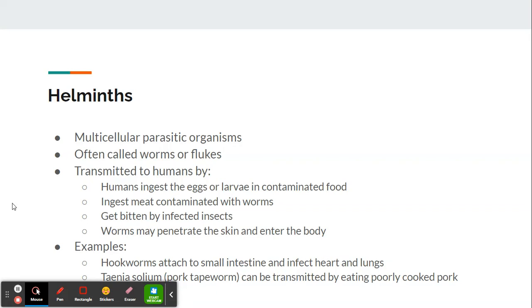Some examples are hookworms that attach to the small intestine and then infect the heart and lungs, or the pork tapeworm, which can be transmitted by eating poorly cooked pork.